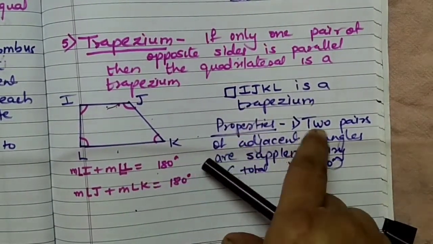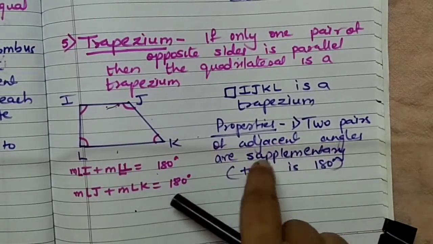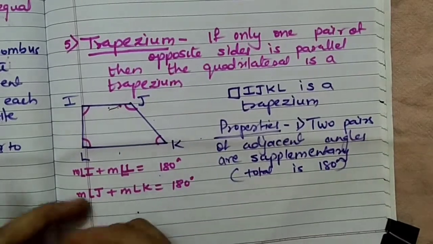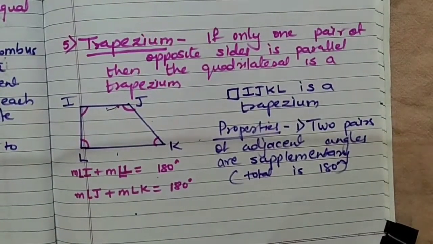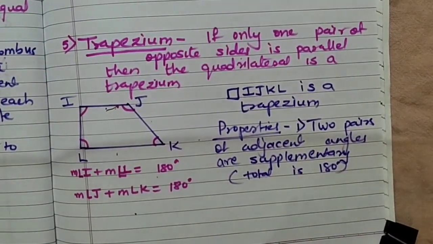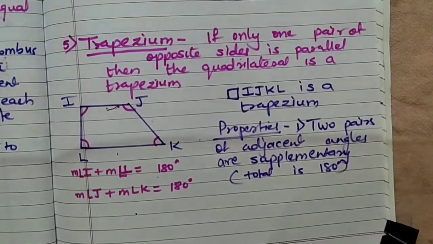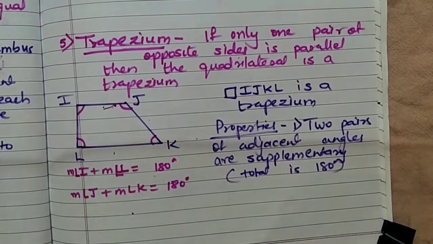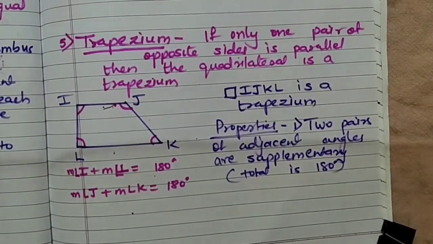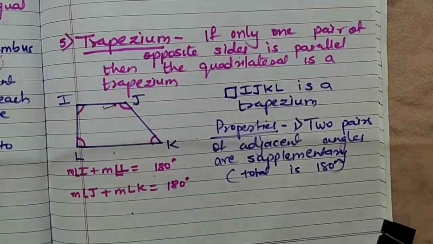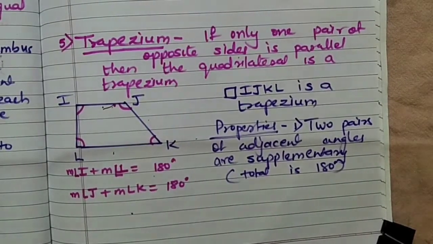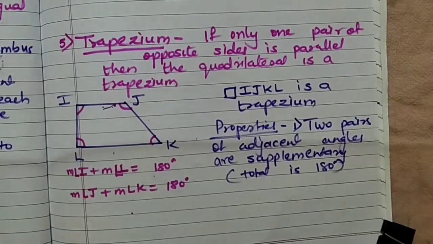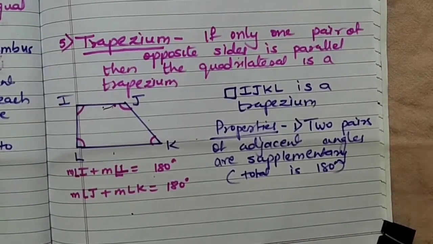Now properties: two pairs of adjacent angles are supplementary. What do you mean by supplementary? I hope you must have learned in 6th and 7th standard complementary angles and supplementary angles. Whenever the sum of two angles is 90 degrees, they are known as complements of each other. When the sum of two angles is 180 degrees, they are known as supplements of each other.